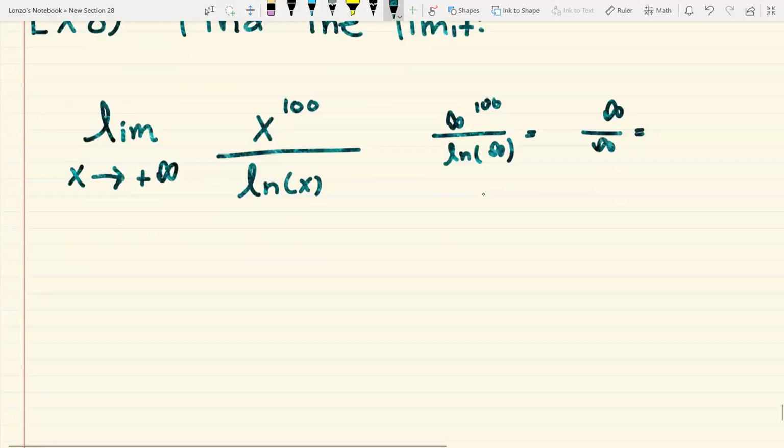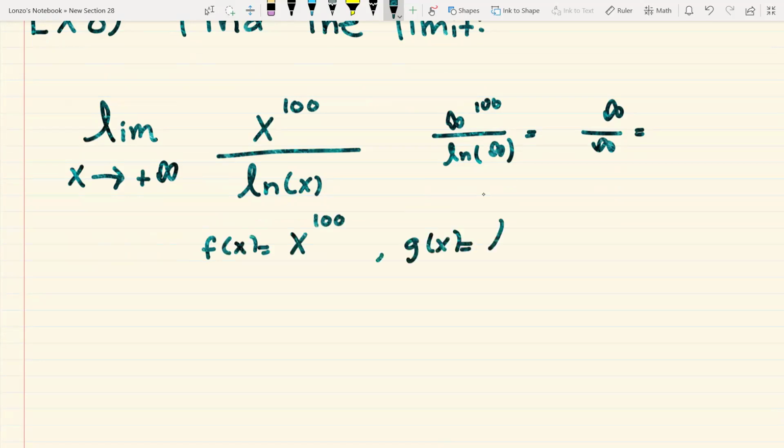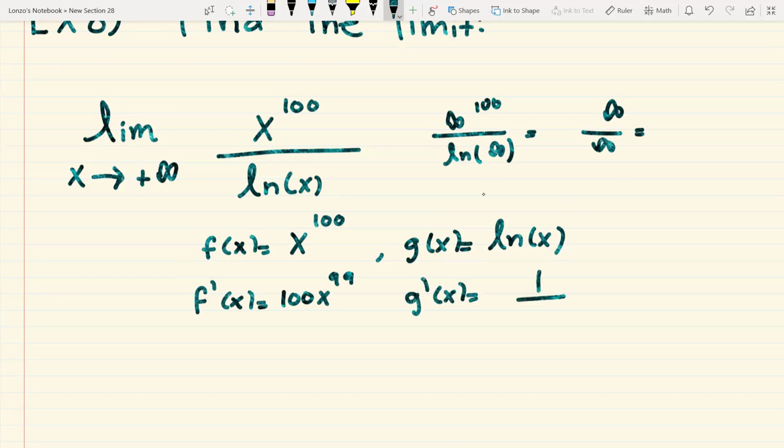So let's first figure out our f of x and our g of x. My f of x is my numerator, which is x^100. And then my g of x is the bottom, which is ln of x. Okay. So let's take the derivative. So f prime of x. What's the derivative of x^100? That is 100x^99, right? You just apply the power rule. And then what's g prime of x? The derivative of ln of x is 1 over x.